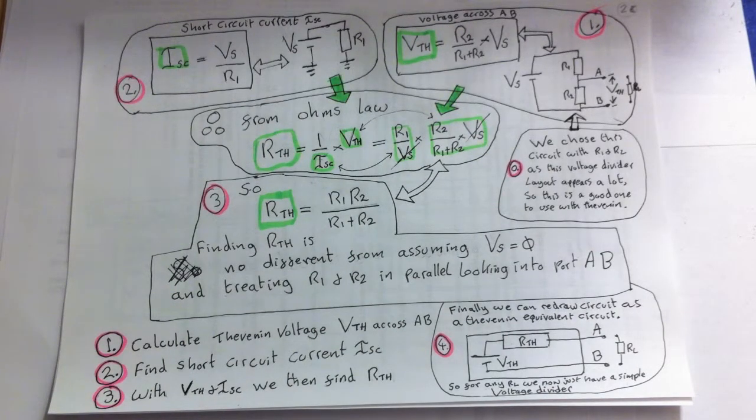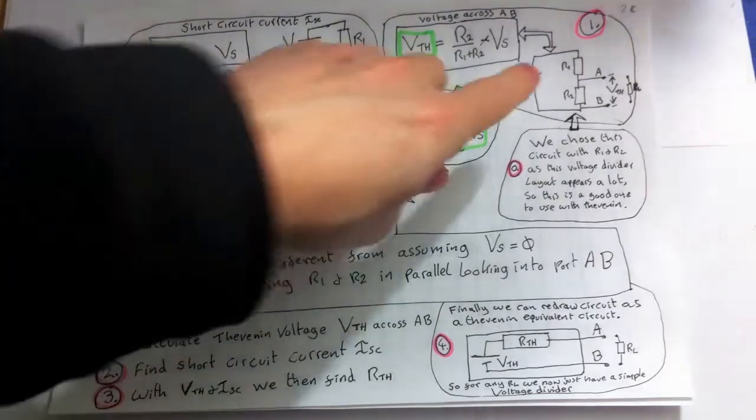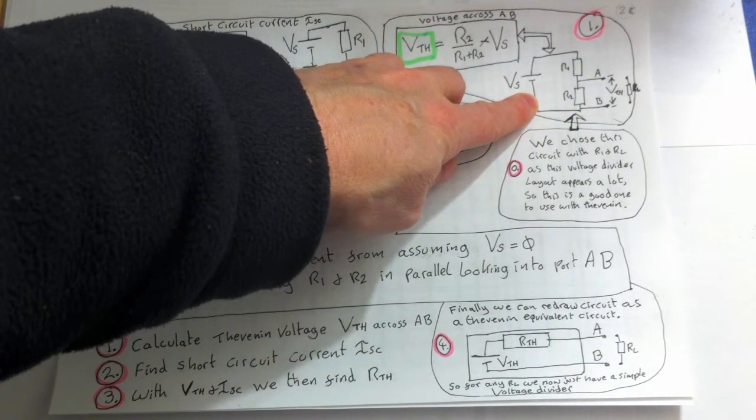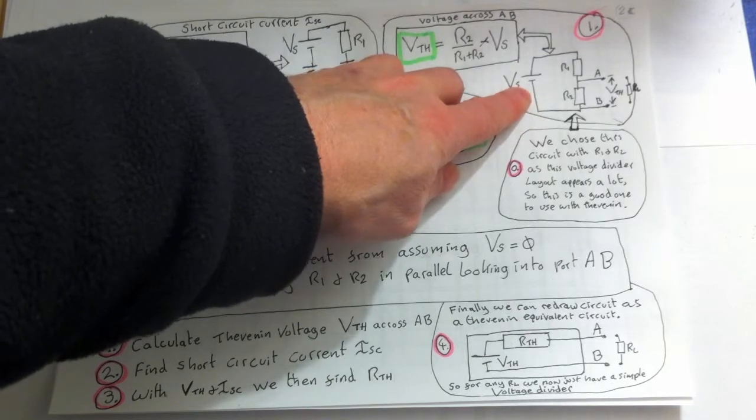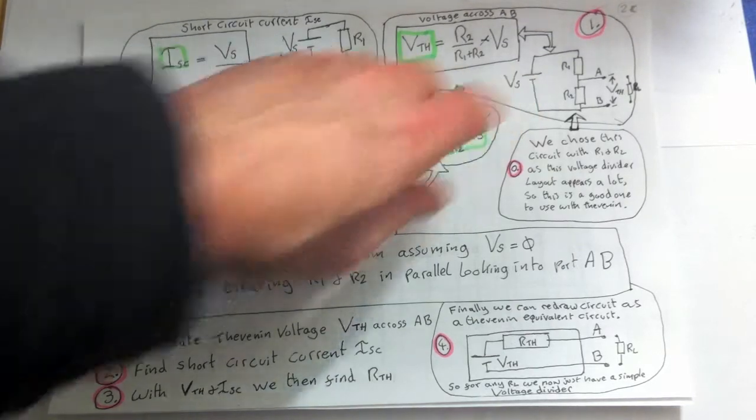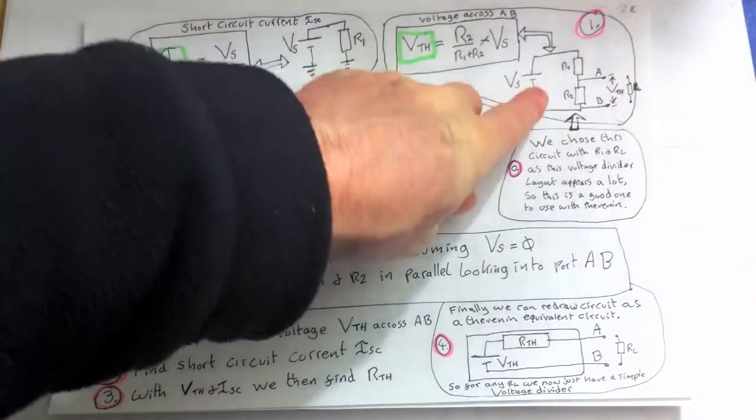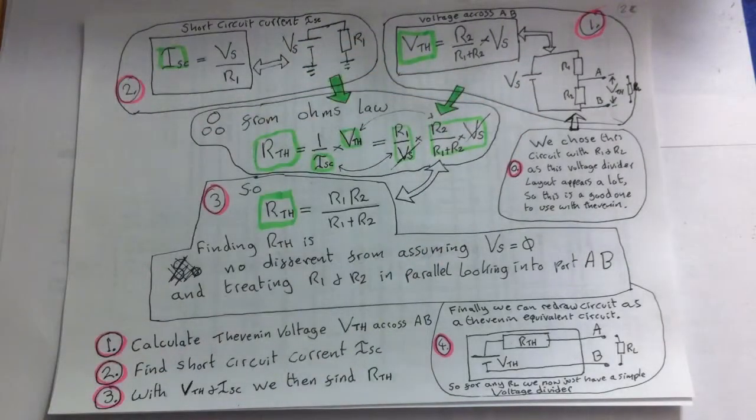In this case, I've chosen a circuit here which is two resistors in series using a voltage source. The reason I've chosen that is that it's a very, very common layout. It's a very common circuit and it's used in lots of different scenarios, so it's a very useful one to show Thevenin's theorem.